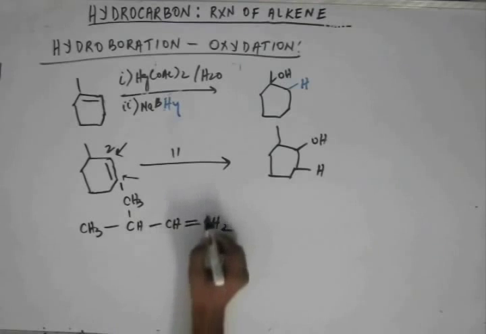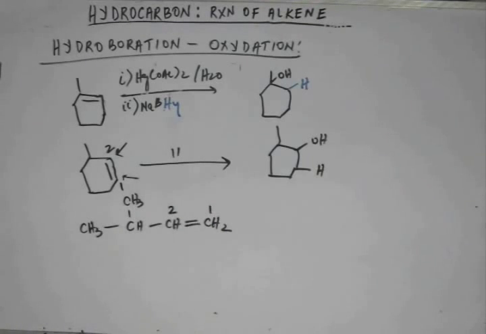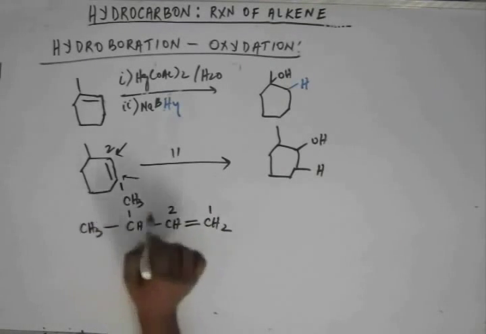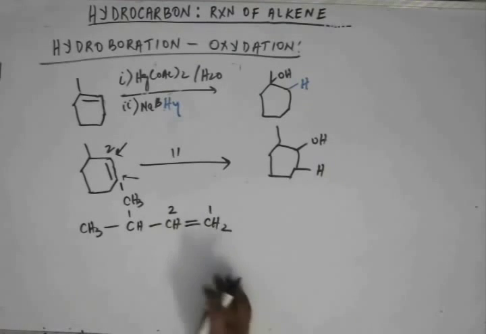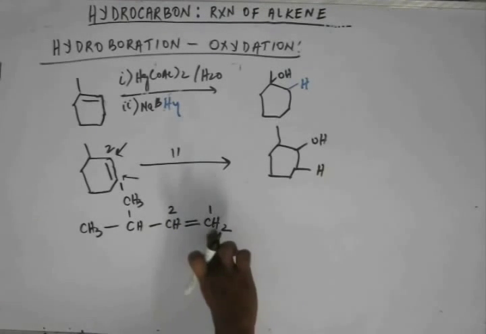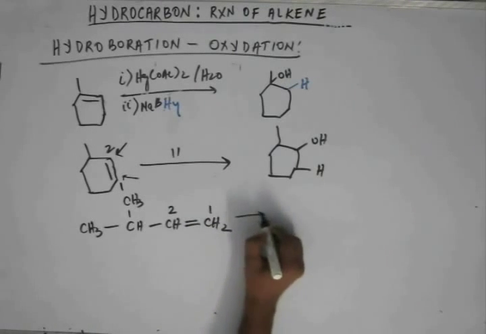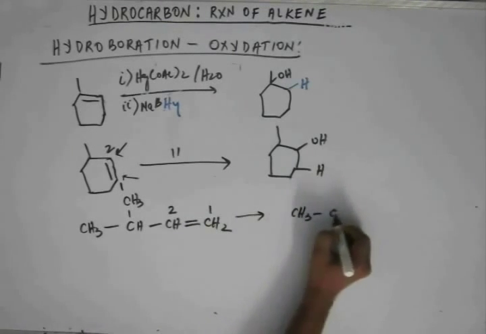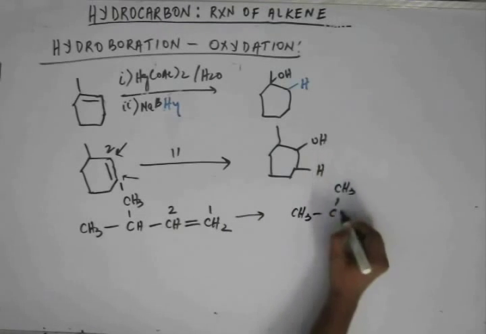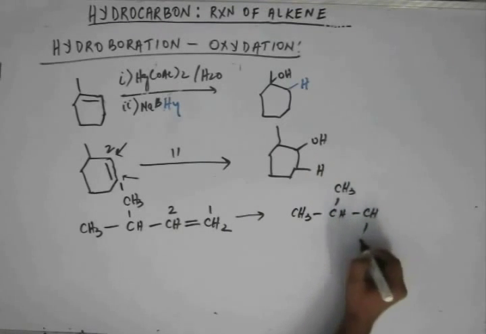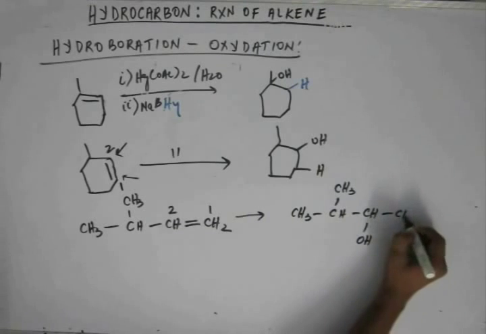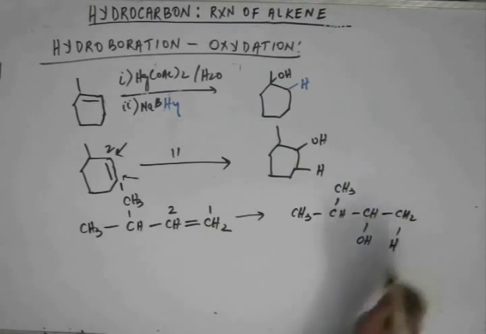In this case, again, if this is 1 and this is 2, C2 has more hindrance because of this bulky group. C1 does not have this hindrance. So mercuric acetate will go on C1 and the OH group will come on C2. So to get the major product, add the OH group to the more hindered carbon and add a hydrogen on the less hindered carbon. So this is how you would write the product of oxymercuration, demercuration.